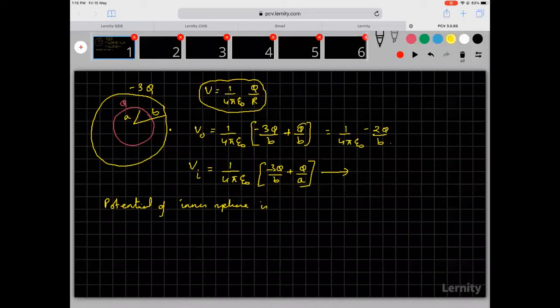Which is greater? Q by B is greater or Q by A is greater? This 3Q by B is the same. So Q by B is lesser than Q by A. Q by A is greater than Q by B. So the potential of the inner sphere is more than the potential of the outer sphere.